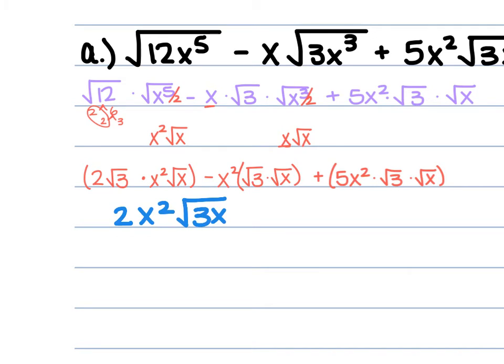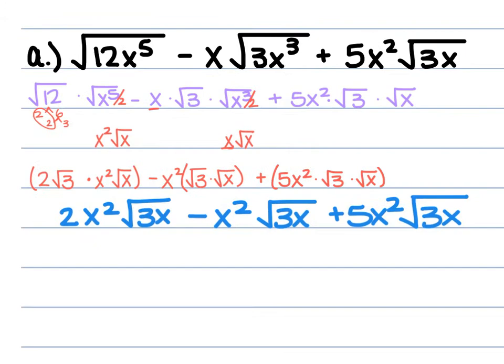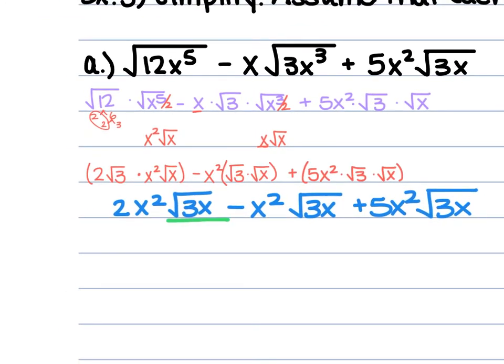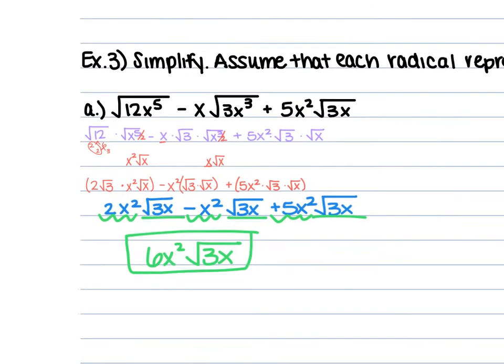Then we have a negative x squared times the square root of 3 times the square root of x, which is just going to be negative x squared square root 3x. Then we have 5x squared times the square root of 3 times the square root of x, which is just square root 3x. Now, square root 3x. Combine like terms. The 2x squared minus the x squared is x squared. X squared plus 5x squared is going to be 6x squared square root 3x. And we're done.